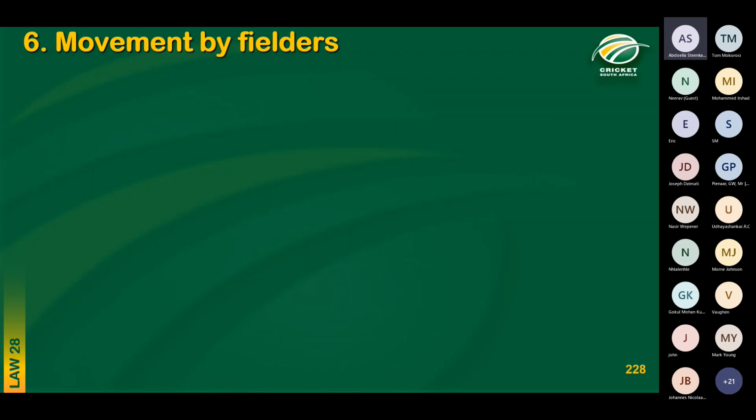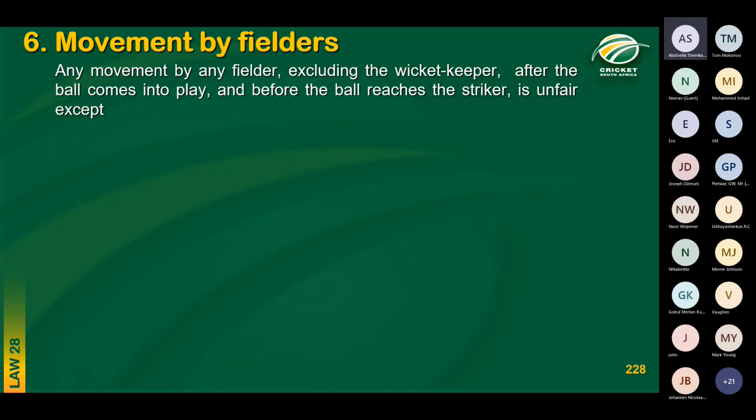Movement by fielders. We've discovered what the keeper's allowed to do and what the keeper's not allowed to do. So what are the fielders allowed to do and not allowed to do? The law tells us that any movement by any fielder, and we're now not referring to the keeper, after the ball comes into play and before reaching the striker is unfair, except there are 3 exceptions.